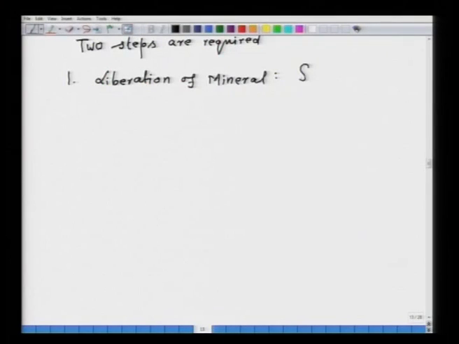Depending on the valuable mineral which is present in the ore, its size and shape, you plan your size reduction technology such that the liberation of valuable mineral is achieved. So, in fact, liberation of mineral requires the so-called size reduction technologies.